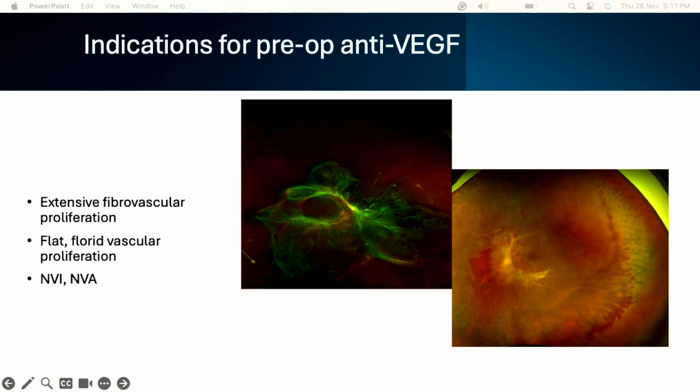So what will be the indications for a pre-op anti-VEGF? The patient has extensive fibrovascular proliferation, flat neovascular proliferations, or neovascularization of the iris or the angles. The presence of more fibrous than a neovascular component is a risk factor for aggravation of a TRD. So in those cases, we may choose to defer anti-VEGF and proceed directly with vitrectomy.